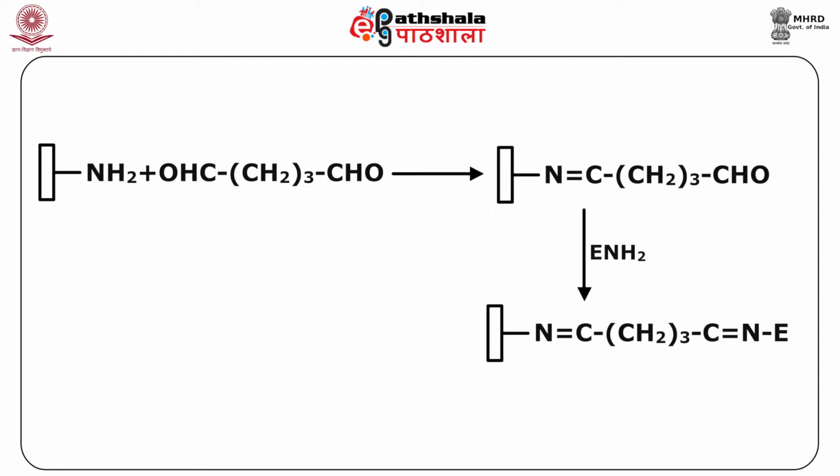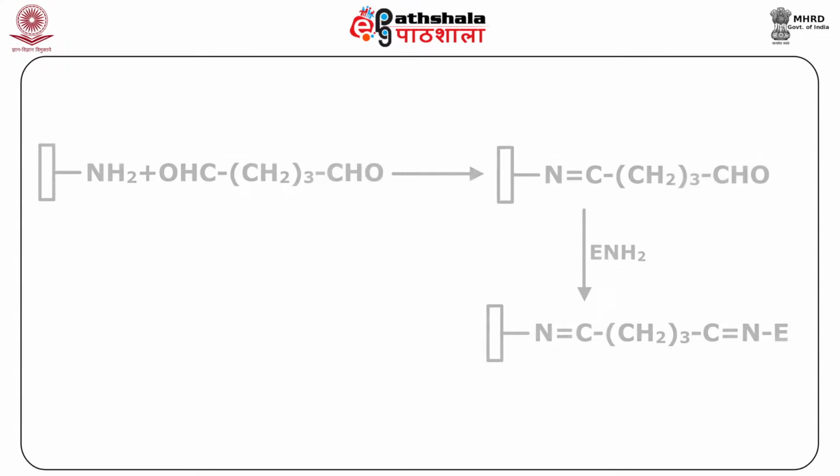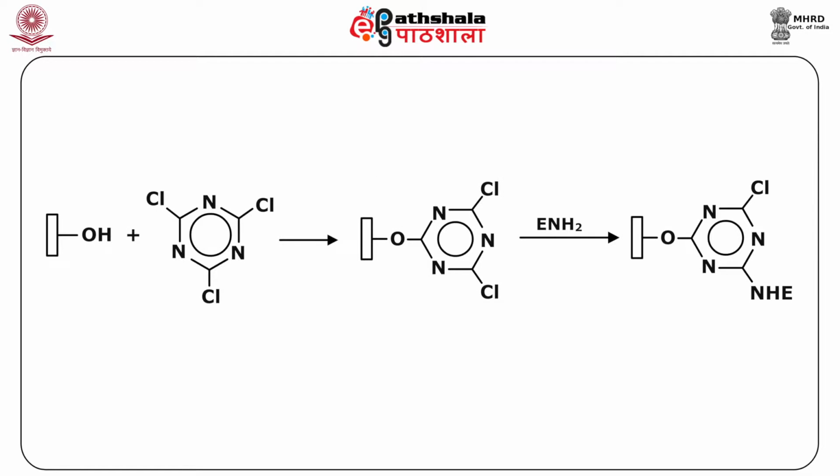Beta-galactosidase enzyme is activated by this method. The figure on your screen shows you the treatment of amino group with glutaraldehyde. One other common reagent is cyanuric chloride or trichloro-s-triazine, which is used to activate the hydroxyl groups on DEAE cellulose resin. Lactate dehydrogenase enzyme is immobilized to such a resin. You can see the reaction of cellulose with cyanuric chloride on your screen.